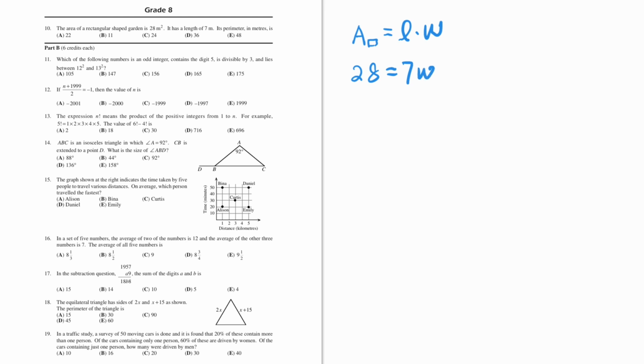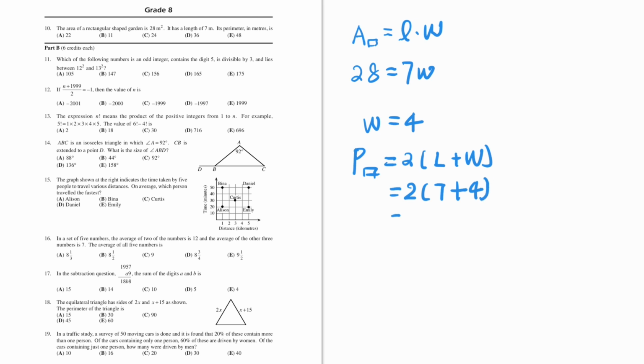So we solve this equation. W equals 4. What's the perimeter? The perimeter of the rectangle equals 2 times the length plus the width. So 2 times, length is 7, width is 4. 7 plus 4, 11 times 2 equals 22. So the answer is A.